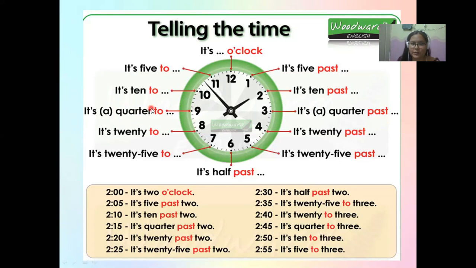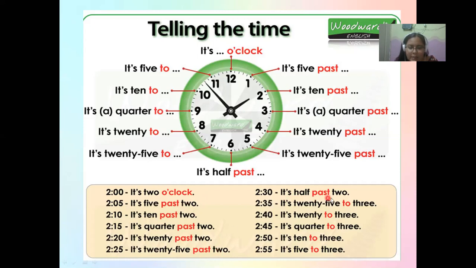Here we have the expressions to tell the time. Look, we have past and to, and complete examples. Look at the bottom. Here we have it in numbers. What time is it? It's 2:00. What time is it? It's 2:05. It's 2:10. It's 2:15. It's 2:20. It's 2:25. Look, past.